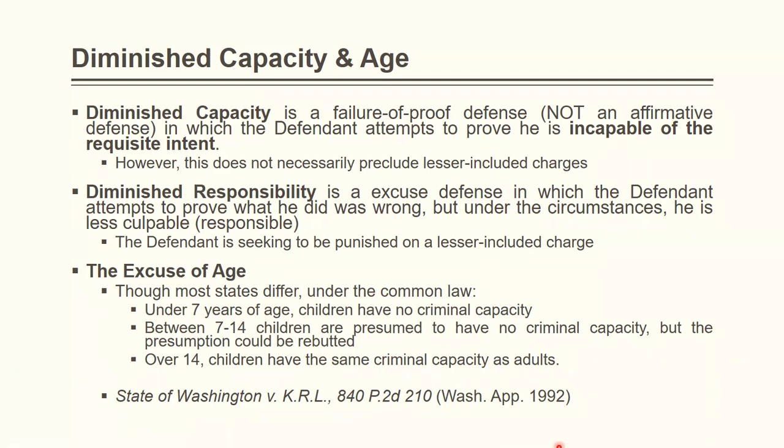Now, one that's a lot easier to remember is excuse defenses. Excuse defenses are fun because we have certain thresholds under the law. So in the United States, under the common law, if you are a child under 7 years of age, you have absolutely no criminal capacity. So let's say a 6-year-old brings a gun to a school and starts murdering his classmates. That 6-year-old, under the common law, cannot be charged with a crime. Not a single crime. Because we presume that 6-year-old has no criminal capacity.